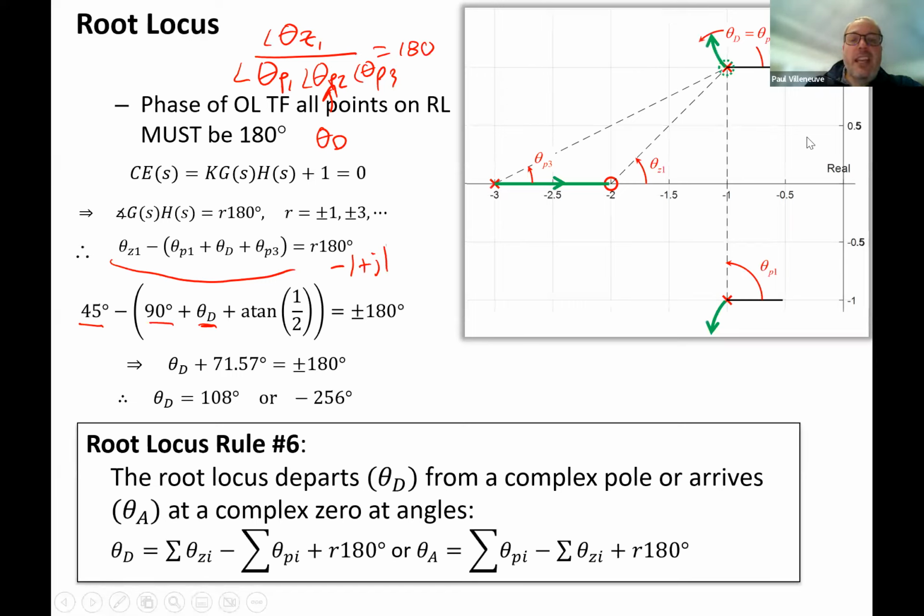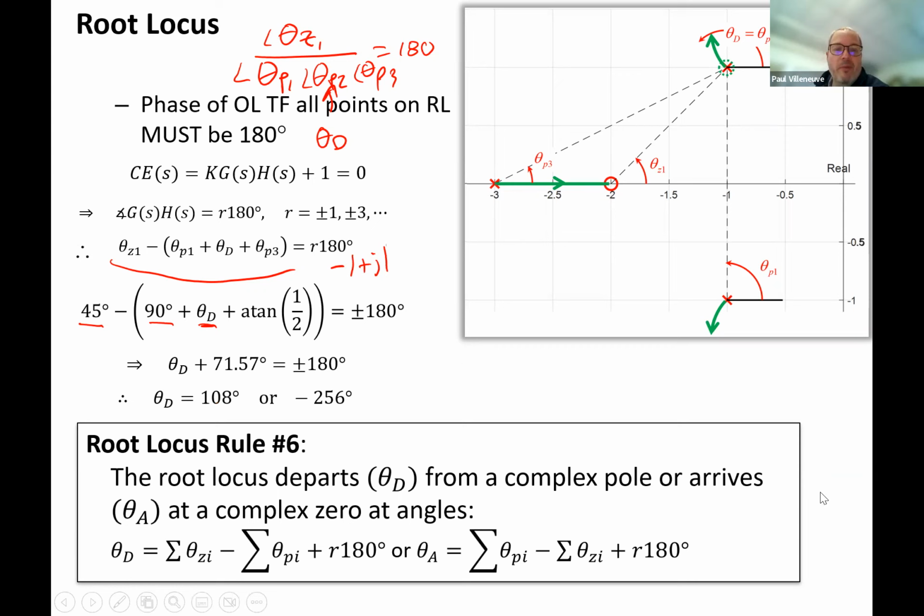And then this theta p3 is going to be from this location over here. Okay. So that's the approach that I'm going to take. And when I calculate it, my angle of departure is 108, or minus 256, right? Because I could go plus or minus 256. So let's go ahead and do this by hand.